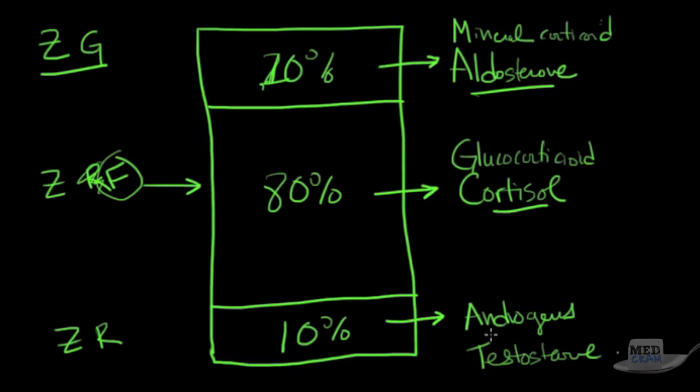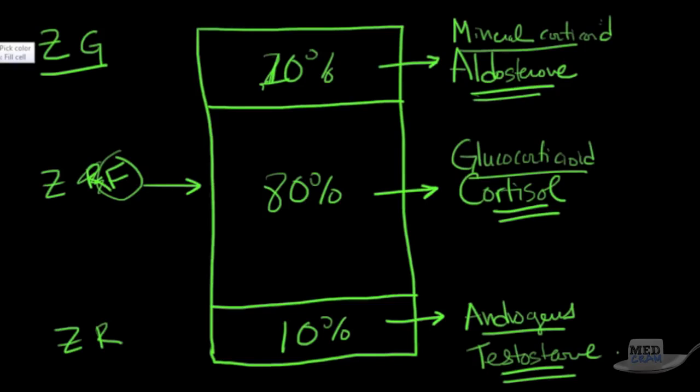Okay, so there you have it. So the zona glomerulosa makes mineralocorticoids, specifically aldosterone. The zona fasciculata makes glucocorticoids, mainly cortisol. And the zona reticularis makes androgens, primarily testosterone. The way I like to look at it, and this kind of brings up a nice point here with problems with these, and we'll talk a little bit about pathology in a little bit, but let me sort of talk about what these do.